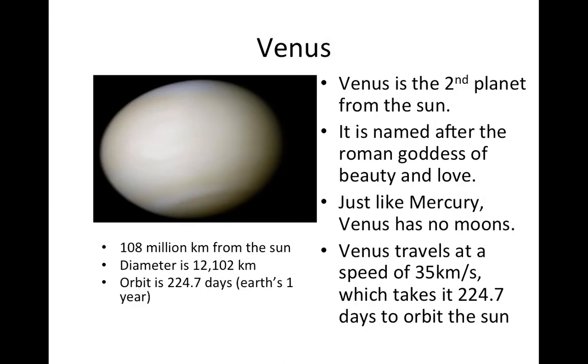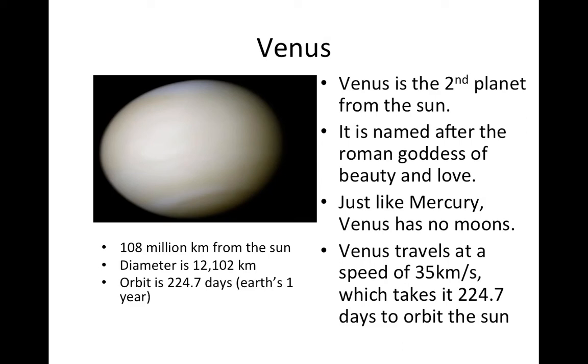Now, Venus is the second planet from the Sun. It's named after the Roman goddess of love and beauty. Just like Mercury, Venus has no moons. Venus travels at a speed of 35 kilometers per second, and it takes 224.7 days to orbit the Sun.